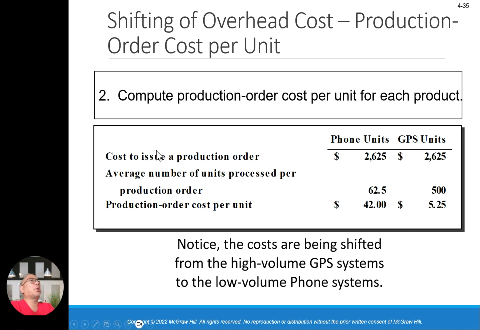So what are you going to calculate? Compute the production order cost. For 62.5 units, you get the production cost per unit here, and for 500 units, it is 6.25.